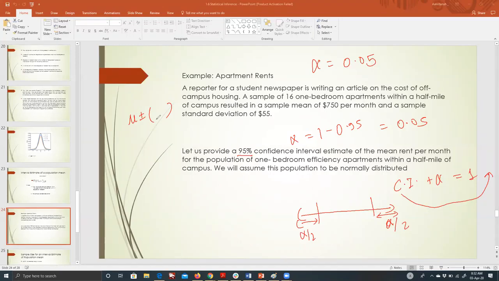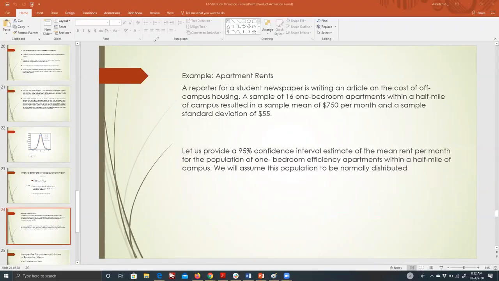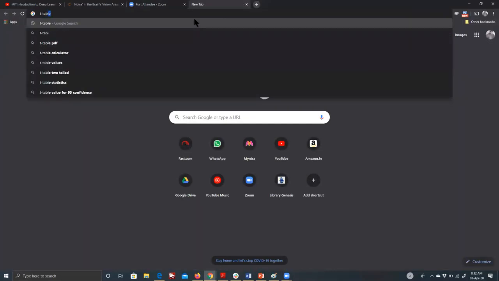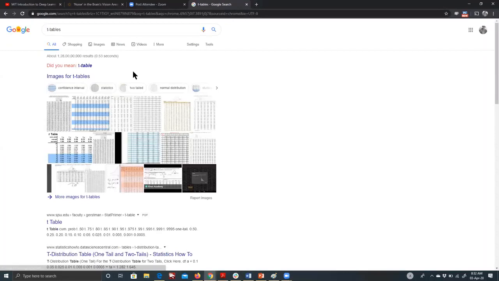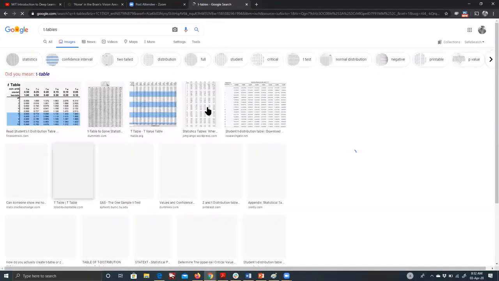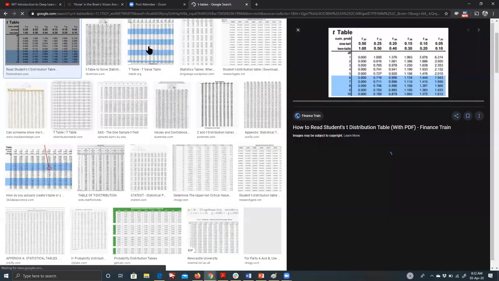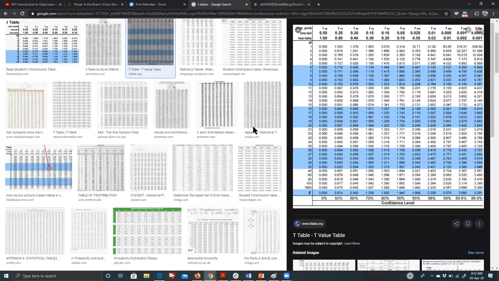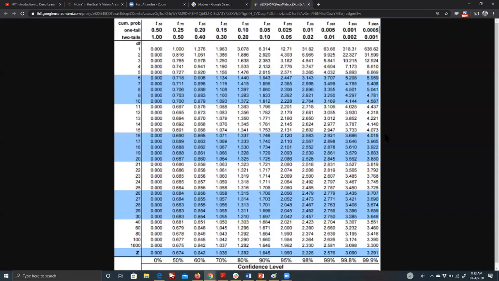Now the problem is how would you find this t-score? There are calculators as well as t-tables. So let me show you how to get the values from a t-table.